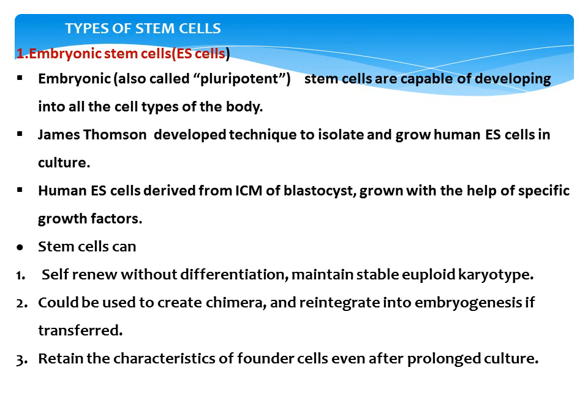Human embryonic stem cells are derived from the inner cell mass of the blastocyst, grown with the help of specific growth factors. Stem cells can self-renew without differentiation, maintain a stable euploid karyotype, could be used to create chimeras, and reintegrate into embryogenesis if transferred, and they retain the characteristics of founder cells even after prolonged culture.